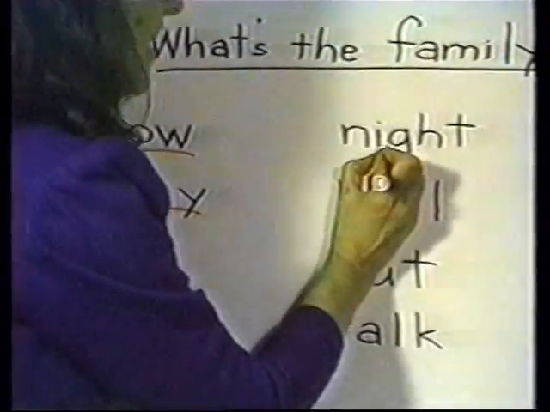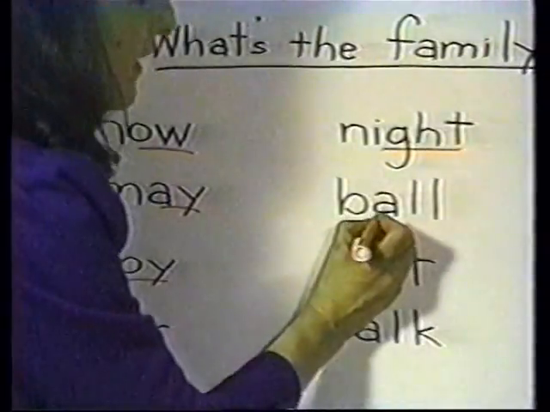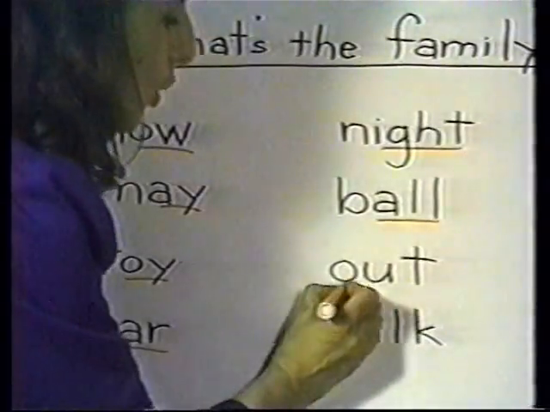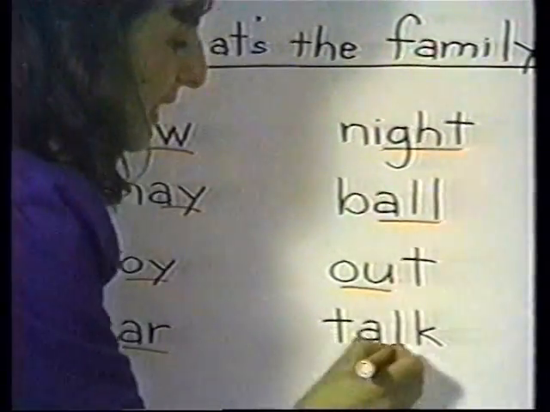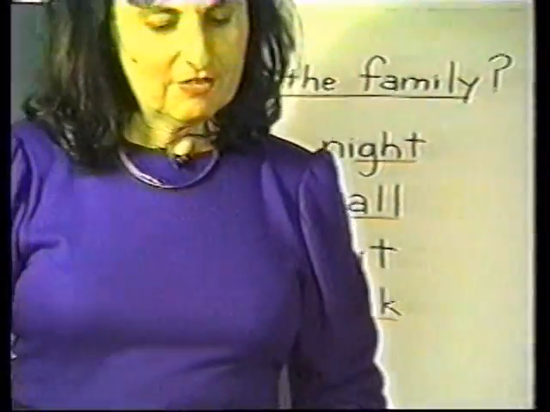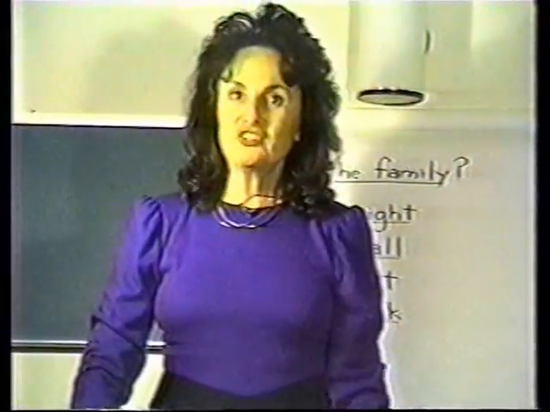All right, underline IGHT. What's the family? Ite. What's the word? Night. Underline ALL. What's the family? All. What's the word? Ball. Underline OU. What's the family? Ow. What's the word? Out. Underline ALK. What's the family? Alk. And what's the word? Talk. Very good.